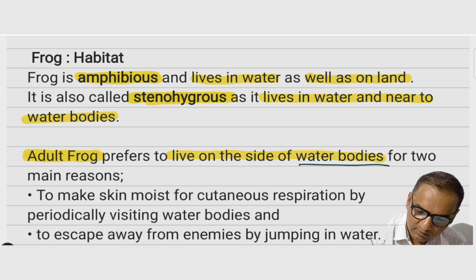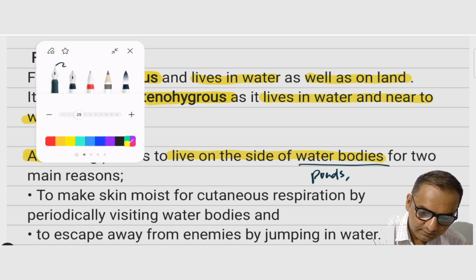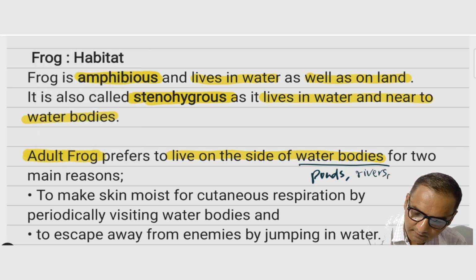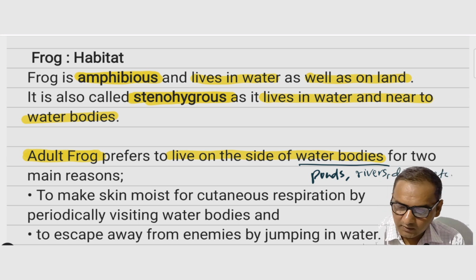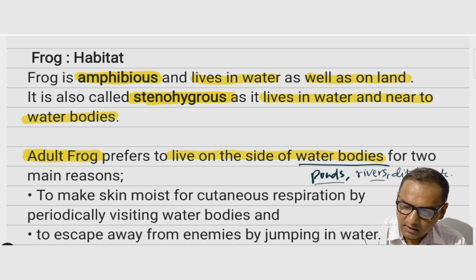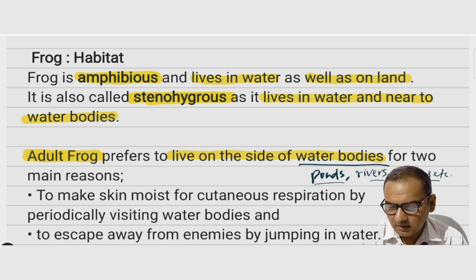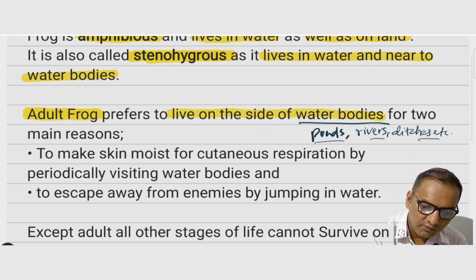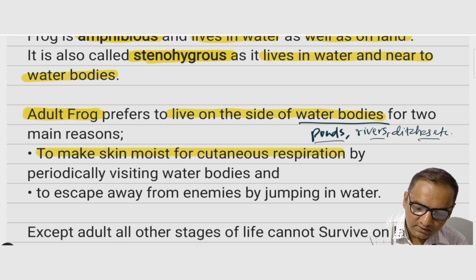Water bodies means ponds, rivers, ditches, etc. The adult frog prefers to live on the side of freshwater bodies like pond, river, ditches, etc. And there are two main reasons behind it. The first reason is to make skin moist for cutaneous respiration.